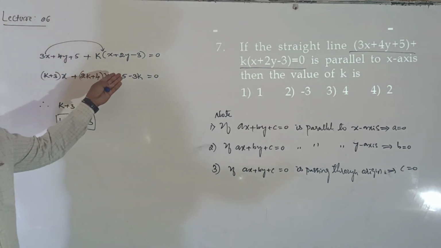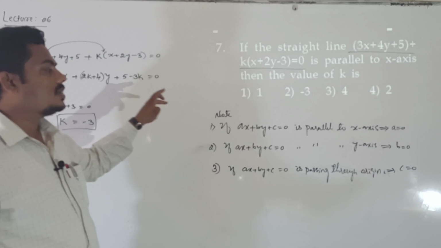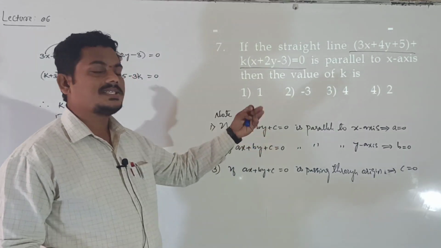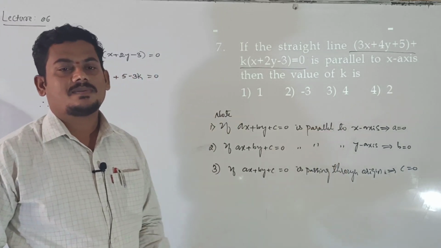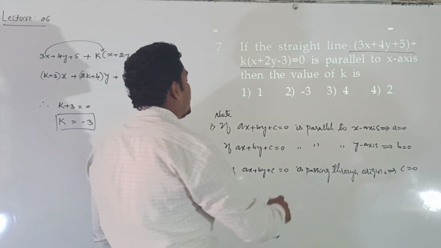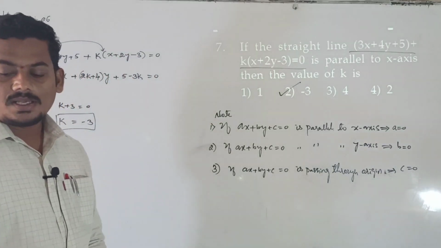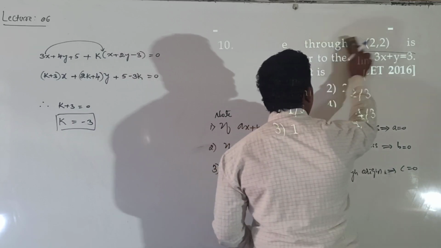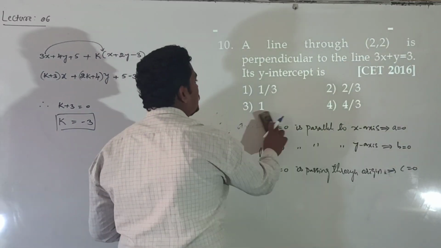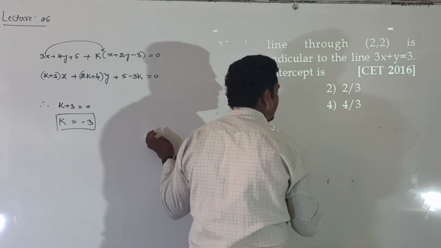If this line is parallel to the x-axis, then the coefficient of x is 0. If the line is parallel to the y-axis, then the coefficient of y is 0. If the line passes through the origin, then the constant term is 0. K value minus 3, that is the second option. Next problem. This question appeared in the CET examination in 2016.